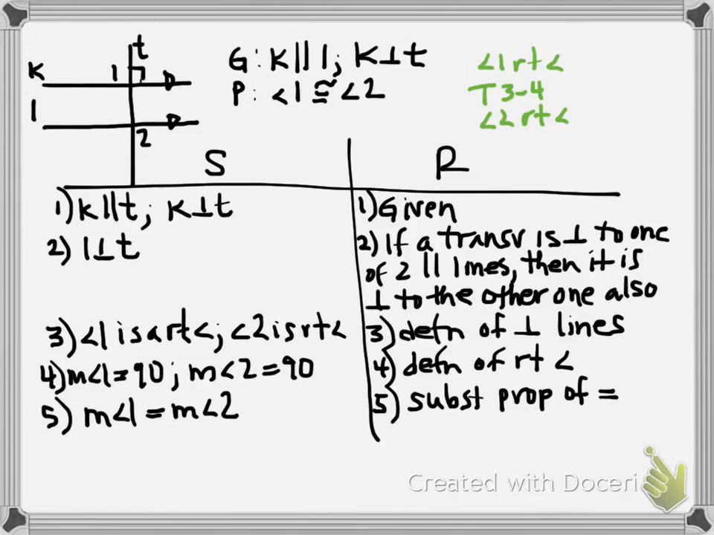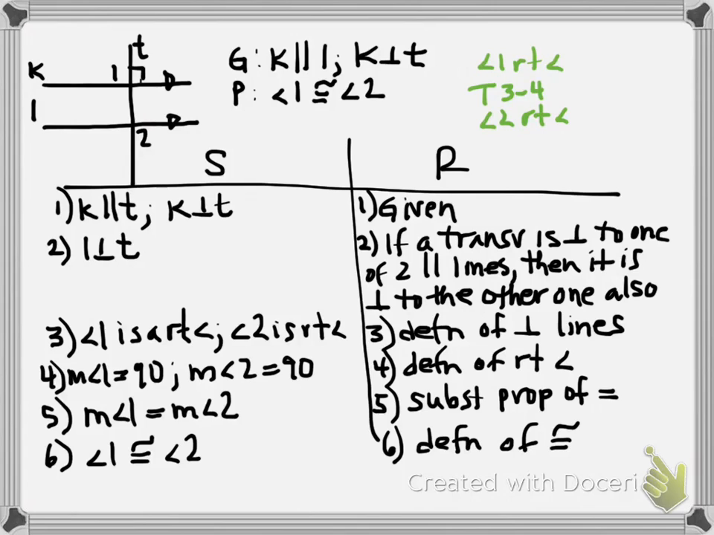Traditionally, substitution is when you're replacing a piece of an equation. Transitive is when you're replacing an entire side with an entire side. And then I can get to angle 1 is congruent to angle 2 through the definition of congruence.